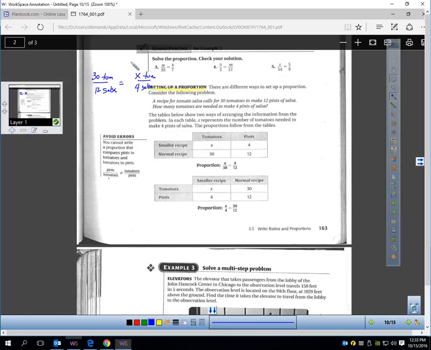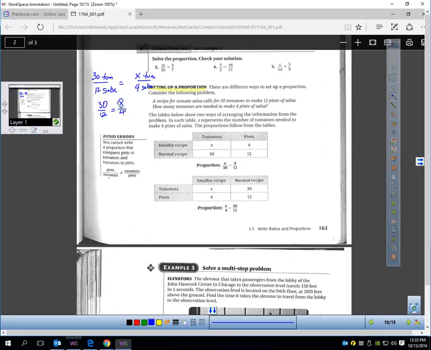Okay? You see how I have tomatoes compared to salsa equals tomatoes compared to salsa. It's almost got a little beat to it. Tomatoes to salsa equals tomatoes to salsa. All right? If you set it up that way, you're going to have it set up right. Now all I have to do is solve. Well, let me get rid of my labels here. I have 30 over 12 equals x over 4.